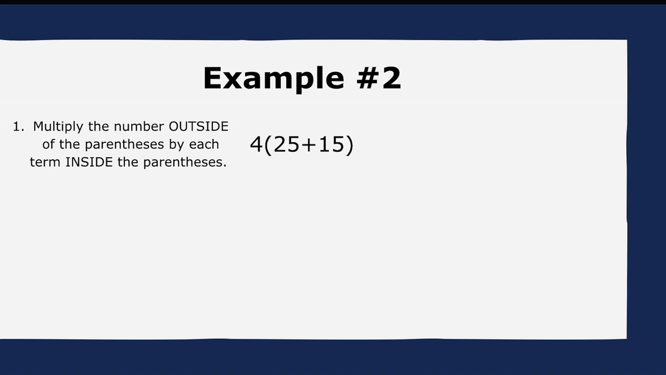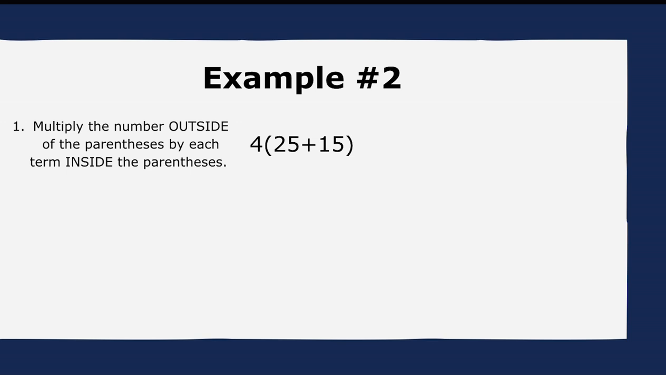All right, example number 2. This one might look a little intimidating, but I promise you it is not. We're going to go over this step by step. It is just one step more. All right, so we're going to multiply the number outside of the parentheses by each term inside the parentheses. So all we're doing is multiplying the coefficient by the terms inside. The terms inside are 25 and 15.